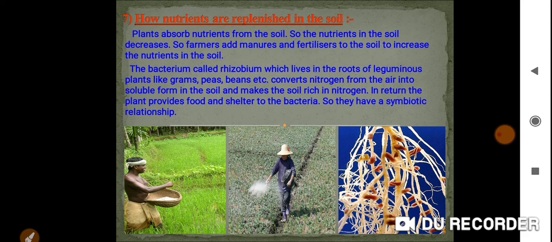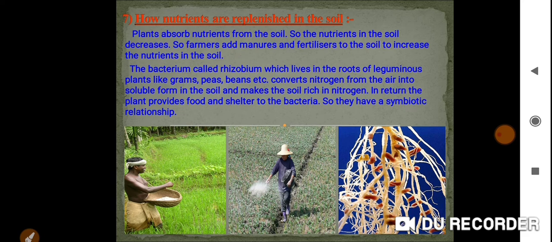The plant will give shelter. Got my point? Shelter is nothing but a home for the bacteria, and it will give food also, and the bacteria in return will help the plant by transporting nitrogen, that is nitrates, nothing but nutrients, to the plant. Okay, in this way, by adding manure and fertilizers, we can also replenish the soil, or make it rich in nutrients.